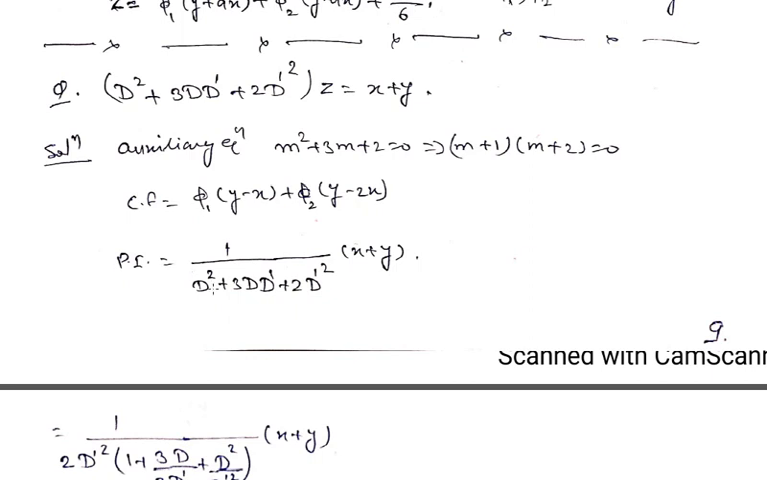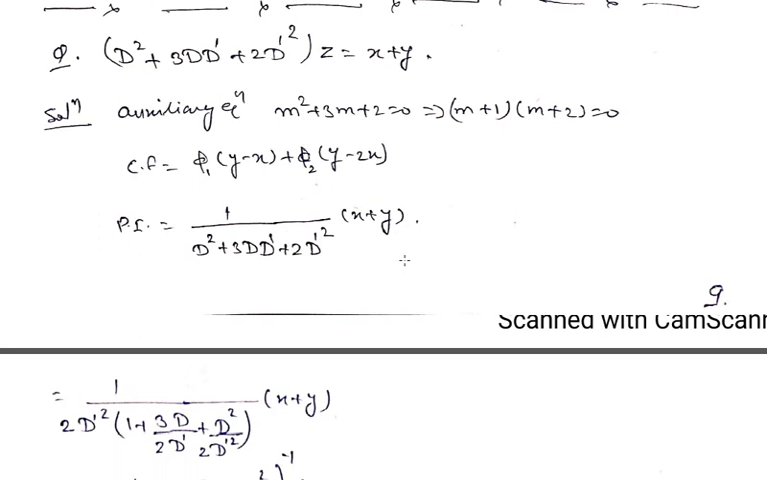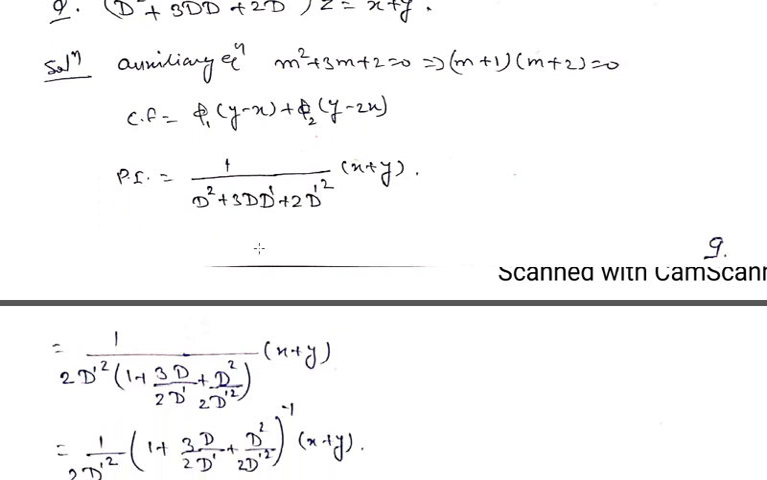It is given by 1 upon D square plus 3 D D prime plus 2 D prime square of x plus y. Here we can take D square or D prime square, any one of D square or D prime square we can take outside. Here we take 2 D prime square outside. So we get 2 D prime square outside into (1 plus 3 by 2 D upon D prime plus D square upon D prime square).